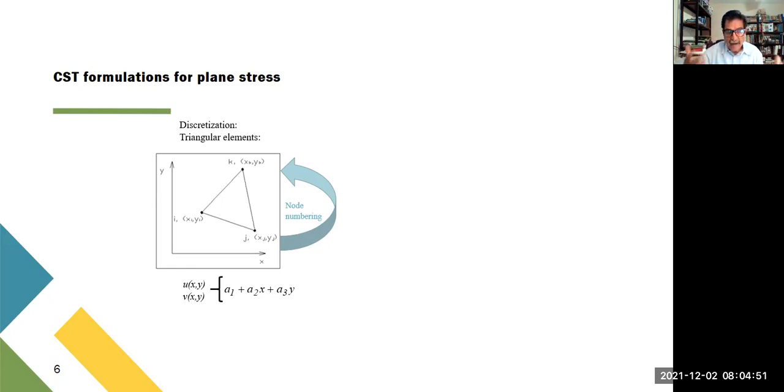Because the values at the joints could be different, but the interpolation, that is obtaining a flat little surface, is the same. Constant plus constant X plus constant Y. That's a linear interpolation. So you obtain a little piece of a flat surface.